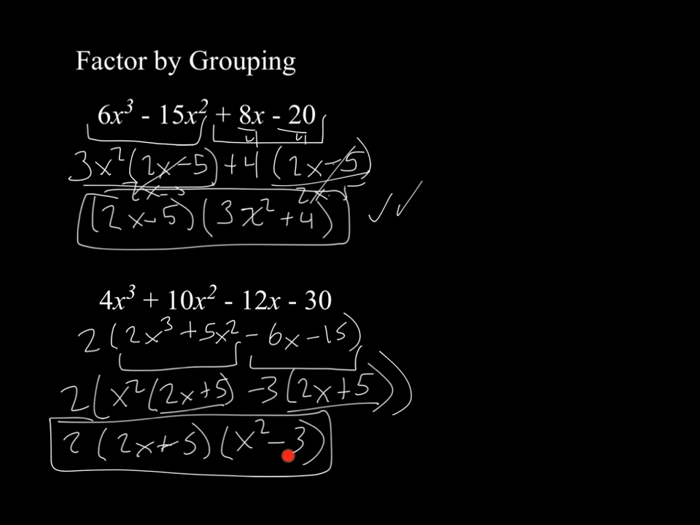And if I do 5 times negative 3, I get the negative 15. 2x times negative 3 gives me the negative 6x. 5 times x squared gives me the 5x squared. And 2x times x squared gives me the 2x cubed. And when I multiply the 2 through, I do go back to that original expression.